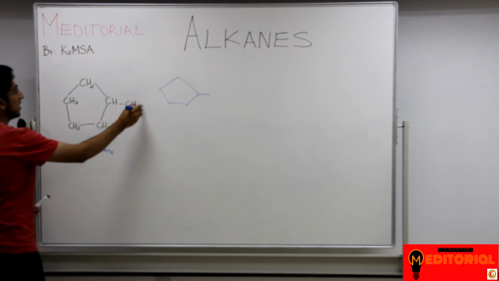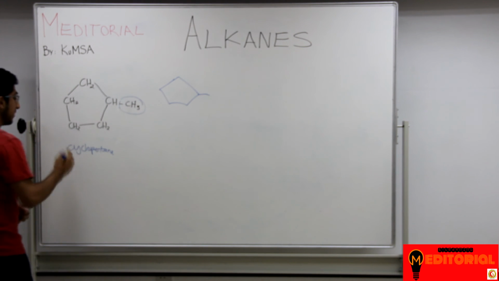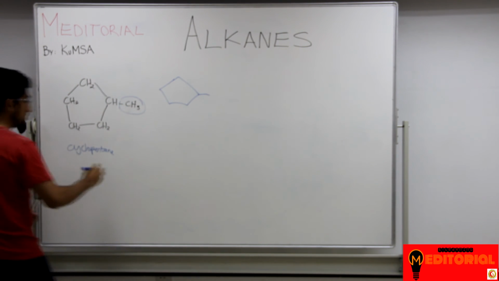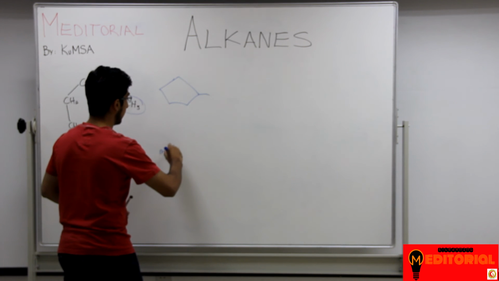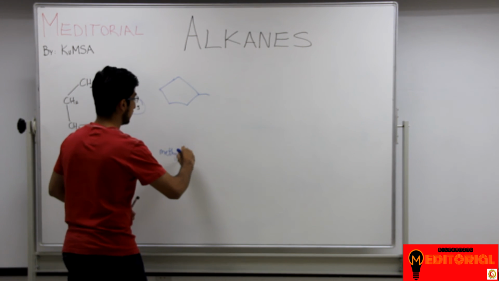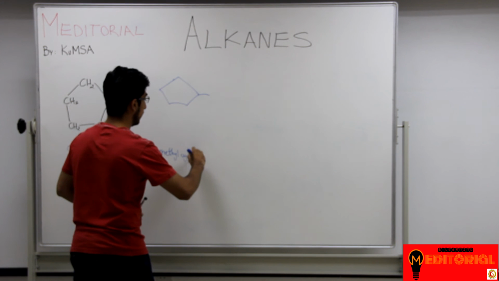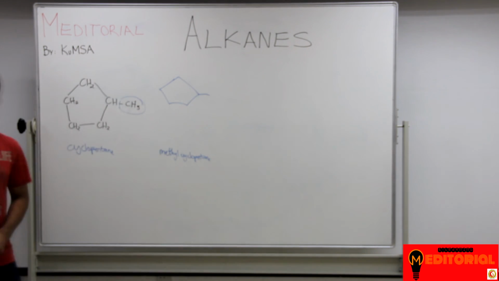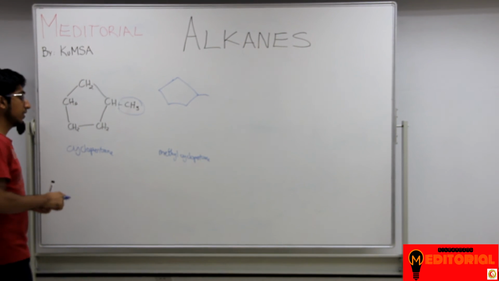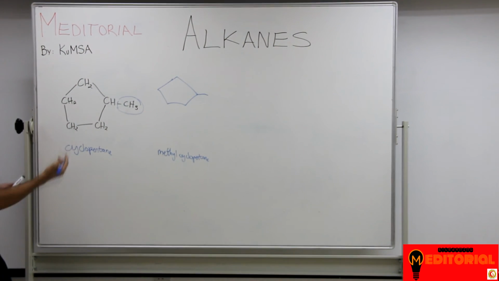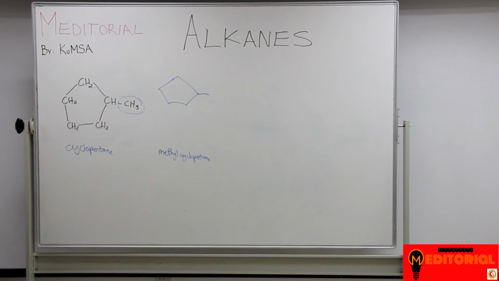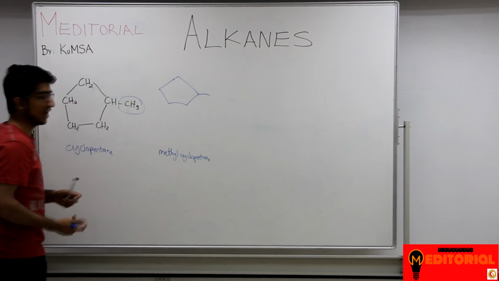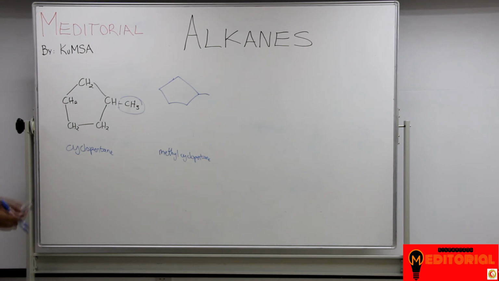What is that? This is a methyl group. So this must be a methyl cyclopentane. So I'm going to write that over here. So I write methyl cyclopentane. And in this case, I don't have to mention what number it is because it's always going to be at number 1 because it's a cycle. So I don't have to mention this is 1 methyl cyclopentane. However, I will have to mention what number it is when we start to reach things like these.